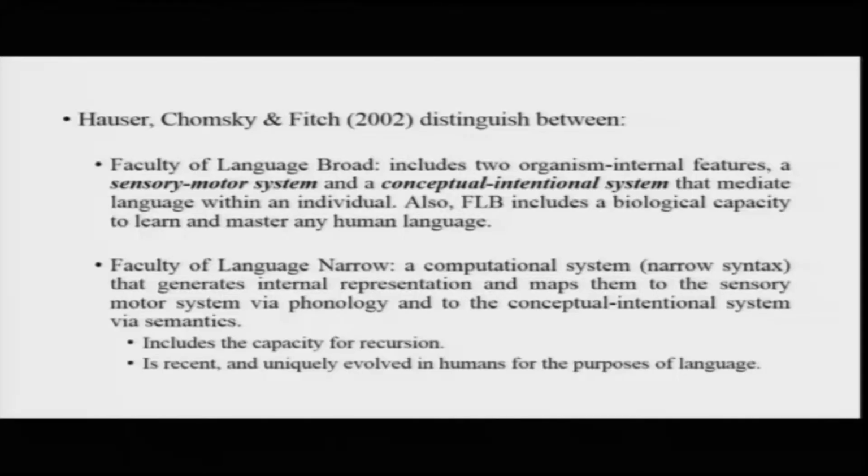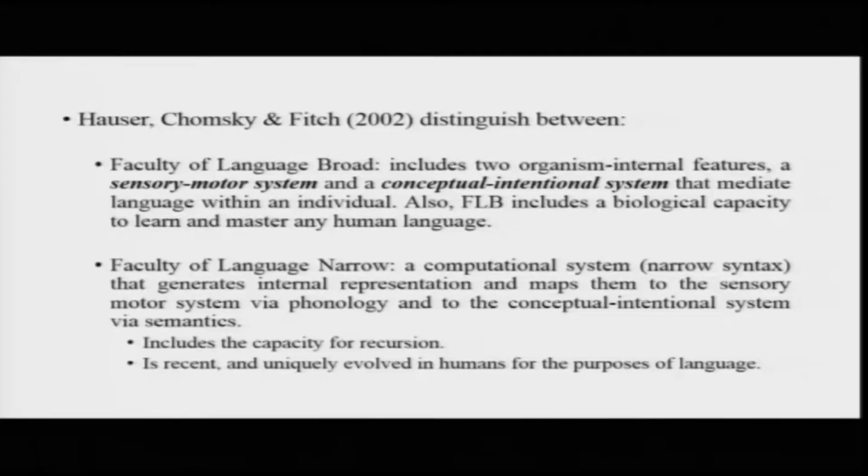From the biological perspective, there is a very interesting paper by Hauser, Chomsky and Fitch in 2002 where they talk about how the evolution of language might have happened. They specifically talk about two aspects. They talk about the faculty of language broad, which has two organism-internal features: the sensory motor system and the conceptual intentional system. They say this mediates language within the individual. So there is a sensory motor system with which we interact with the world, and a conceptual intentional system which typically governs this interaction.